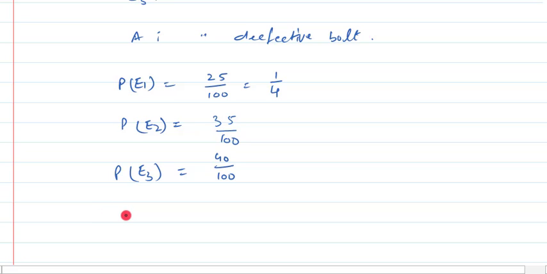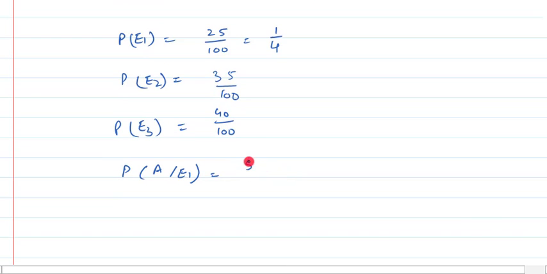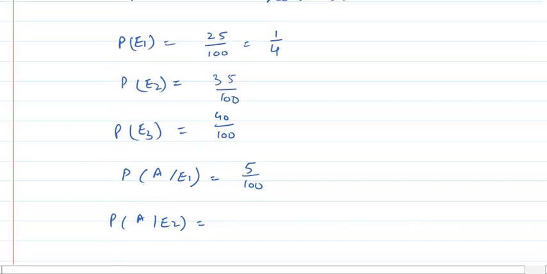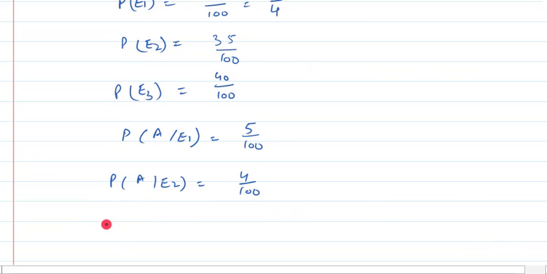Now we'll calculate PA by E1, meaning selection of a defective bolt from machine A, and it is given clearly that 5% of the bolts from machine A are defective. So if we are selecting a bolt from machine A, then clearly 5% will be defective, or we can say 5 upon 100. Similarly, PA by E2 is the selection of a defective bolt from machine B, and this is given as 4%, and PA by E3 is given to you as 2%.